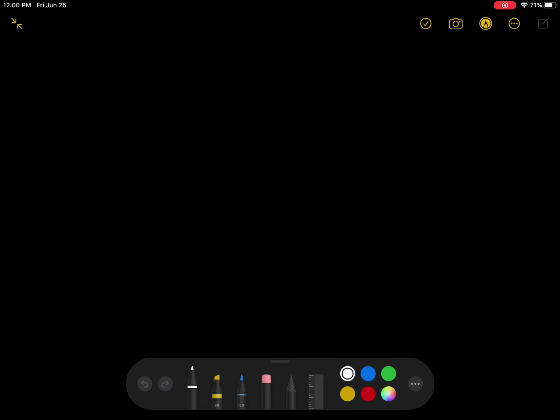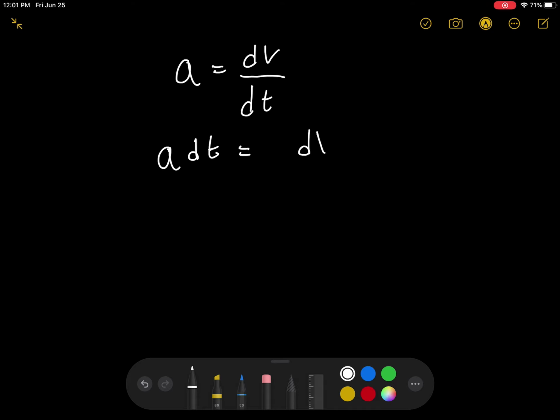Hello again, everybody. In today's video, we're going to derive all 4 kinematic equations. To start us off, we're going to start with the definition of the acceleration, which is just acceleration is equal to some change in velocity over some change in time. And from calculus, we're going to start with the separation of variables. To start off, we're going to multiply both sides by dt. So we're going to get a times dt is equal to dv.